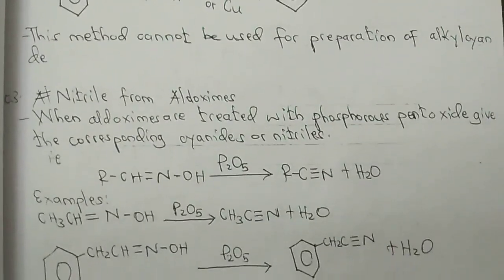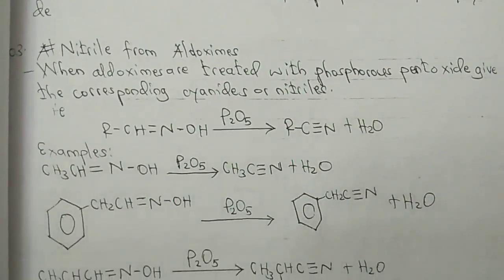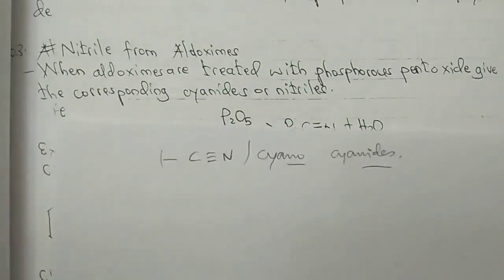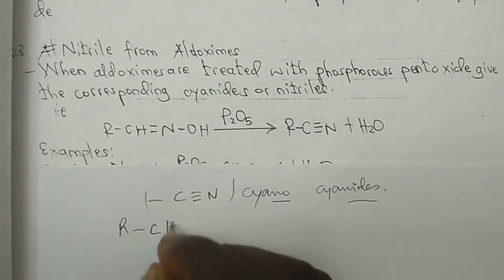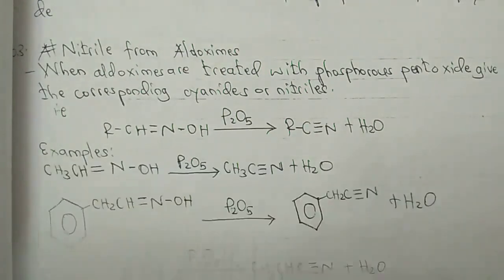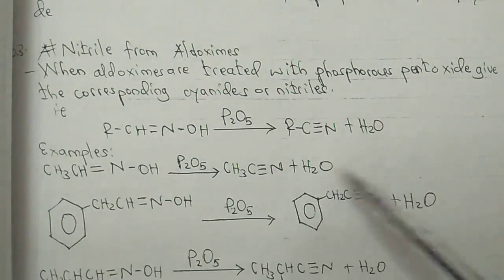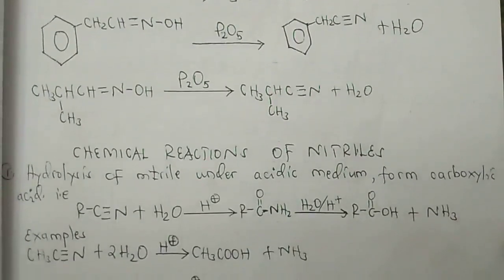Number 3, nitrile from aldoximes. Actually, in organic chemistry we will meet other compounds with very strange names. When aldoximes are treated with phosphorus pentoxide, they give the corresponding cyanide or nitrile. Aldoximes are compounds that have R, then CH double bond N, OH. That is what is called an aldoxime. The reactions are as shown there.